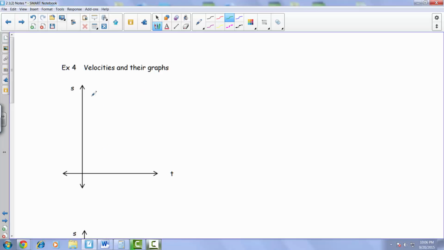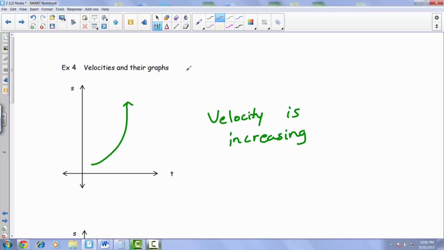So for example, just dealing with some velocities in their graphs, if we had a graph that did something like this, that would be an example of a velocity that is increasing. And the reason for that is we can see that from this secant to this secant, it is going up. So that's an increasing example.